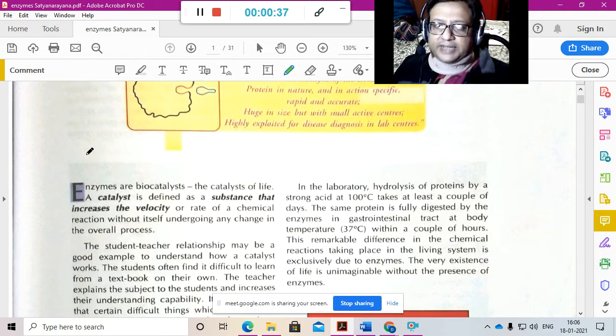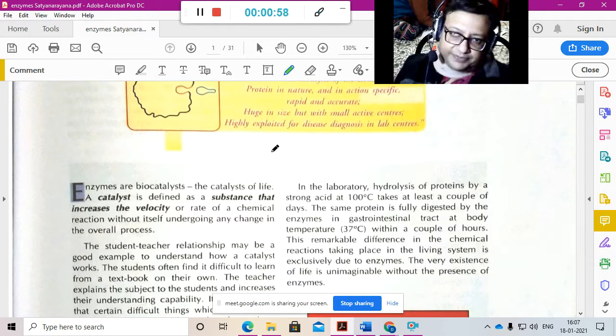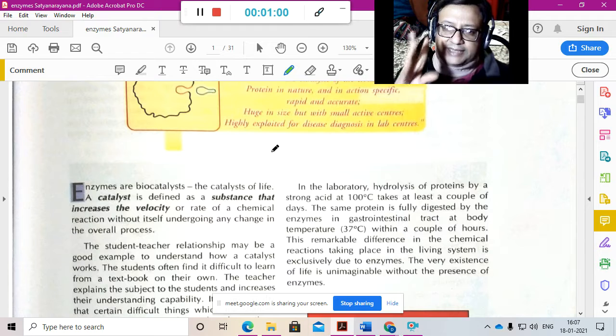A catalyst is a substance which increases the velocity or rate of a chemical reaction. The speed of the reaction is increased. Substrate is getting converted into product, but the enzyme itself is not getting converted into something else. It remains as intact as possible.